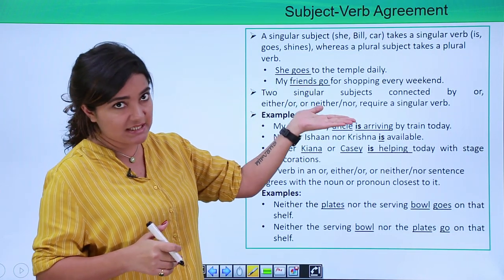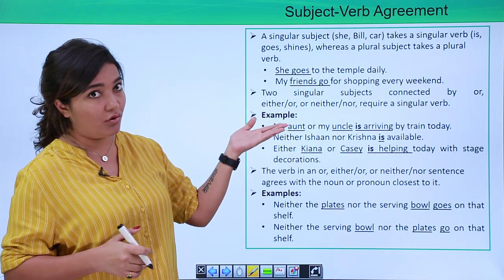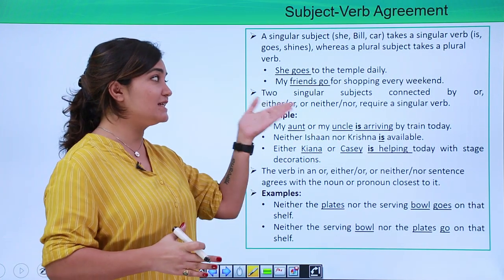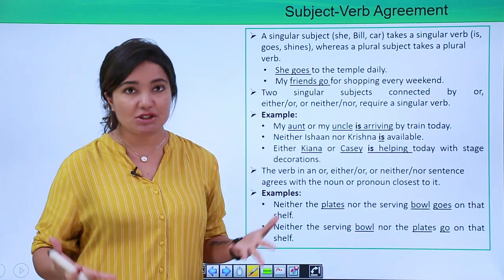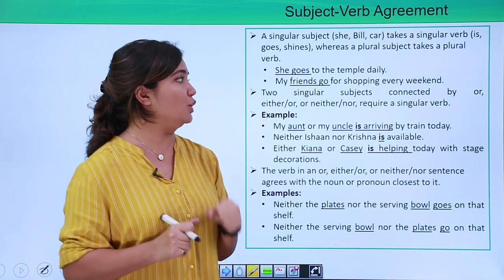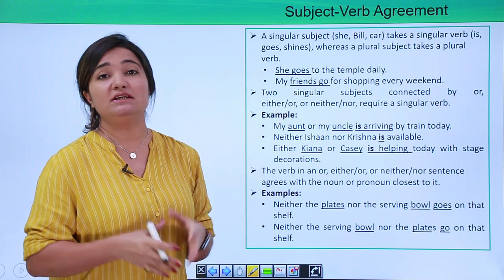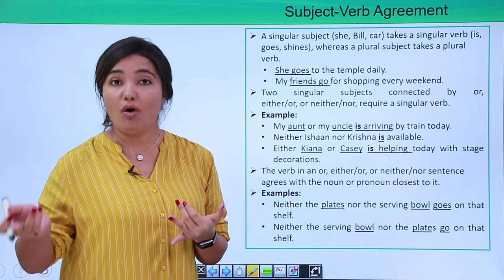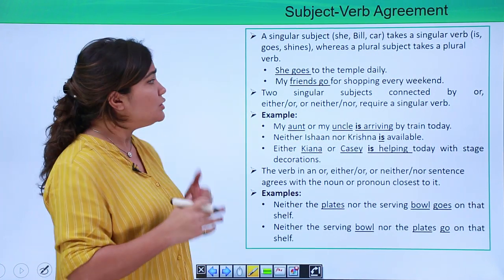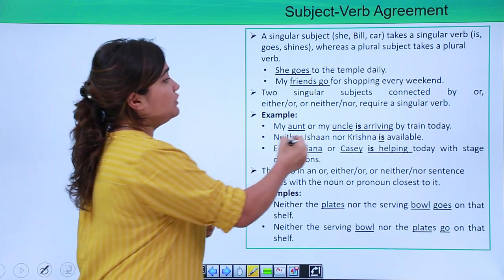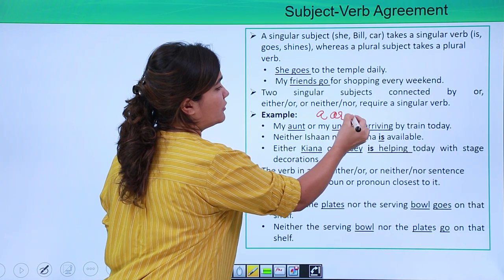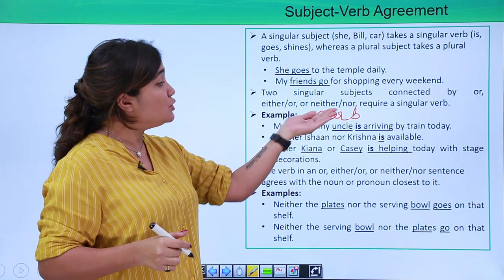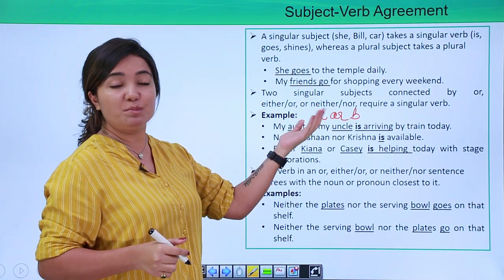Now, two singular subjects connected by or, either or, neither nor always require a singular verb. If you're getting confused reading this entire rule and you feel it's very complex, it's actually not. Let's just break it down into small pieces and I'll explain it. This rule says that if two singular subjects are connected by either or, neither nor, or, they always take up a singular verb. You can relate it to, for example, A or B, right? Because A and B are both connected by or, you just have an option to pick up one of them. You don't have an option to pick up both of them.